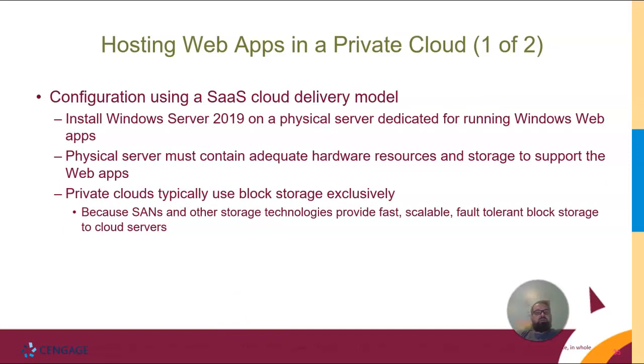And then configuring using a private cloud delivery model. You install Windows Server 2019 on a physical server dedicated to running the web apps. The physical server must contain adequate hardware resources and storage to support the web apps. And then private clouds typically use block storage exclusively because SANs and other storage technologies provide fast, scalable, fault-tolerant block storage to cloud servers.